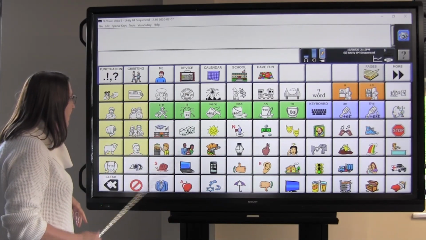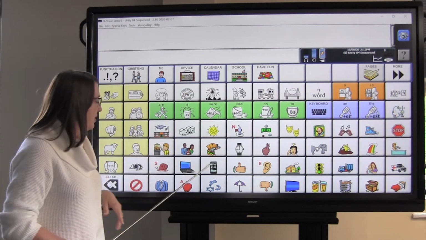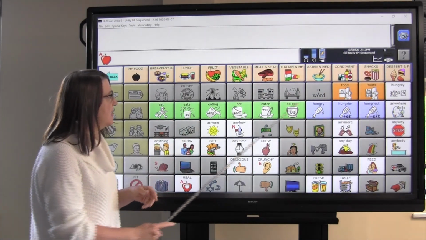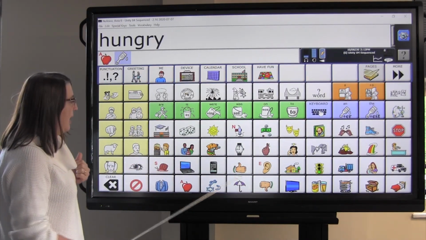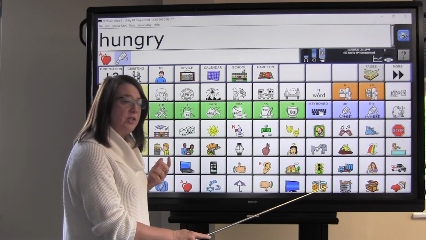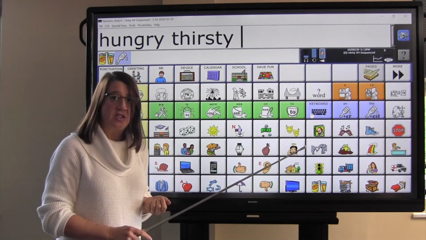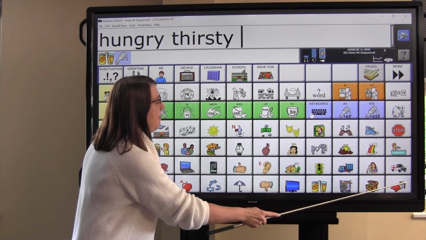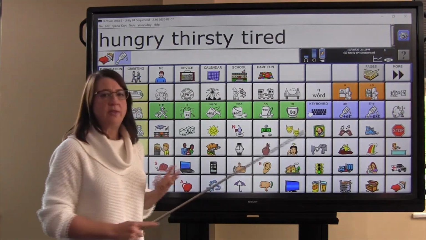Since apple plus verb is eat, I'll bet you can guess that apple plus adjective will give us hungry. And juice plus adjective gives us thirsty. And bed plus adjective gives us tired.